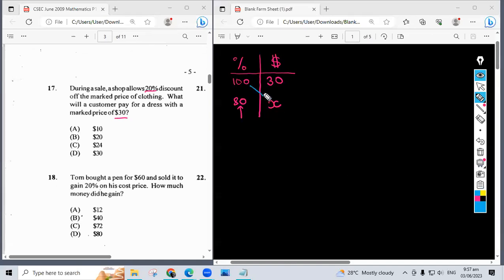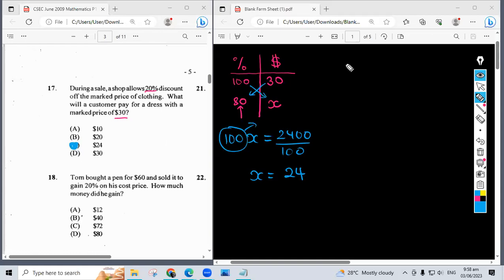So you cross multiply. 100x is equal to 2400. Divide across by 100. You're going to get $24. All right, so the value is $24, which is C.